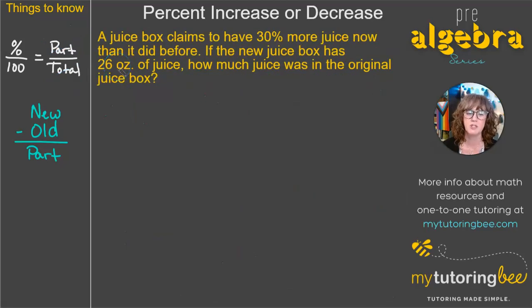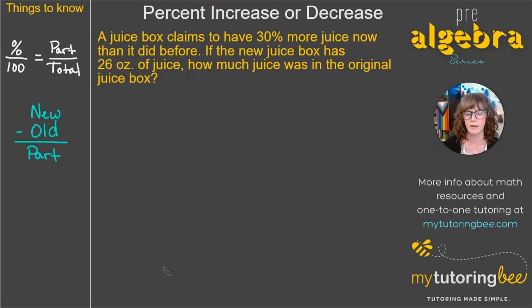Okay, here we have a juice box claims to have 30% more juice now than it did before. If the new juice box has 26 ounces of juice, how much juice was in the original juice box? Okay, so in this problem, they are giving us the percentage that it sounds like it has increased for this particular problem. They're giving us the percentage, but we want to know what the original amount was.